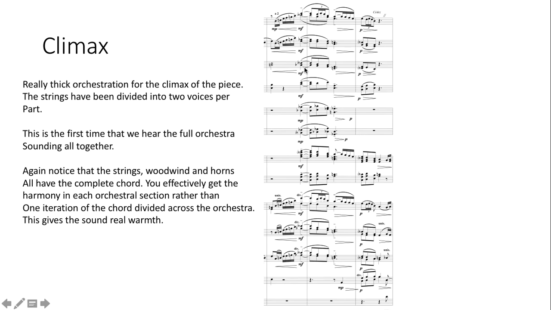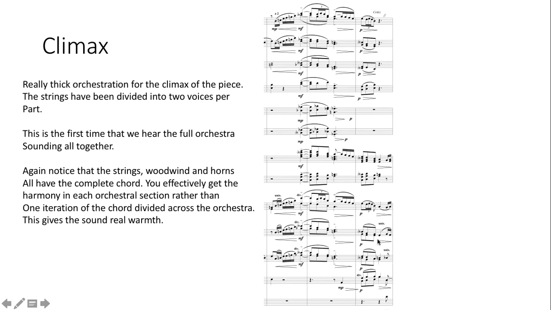we've got that really big chord, and again, this is actually the first time we hear all of the orchestra more or less all at the same time. So we've got this full orchestral sound. It's really big. It's really warm. We've got this really widely spaced chord, but also notice that, again, we've got the entire chord in each section. So we've got the entire chord in the woodwind section, entire chord in the horns, again, the entire chord in the harp, the entire chord here in the strings.